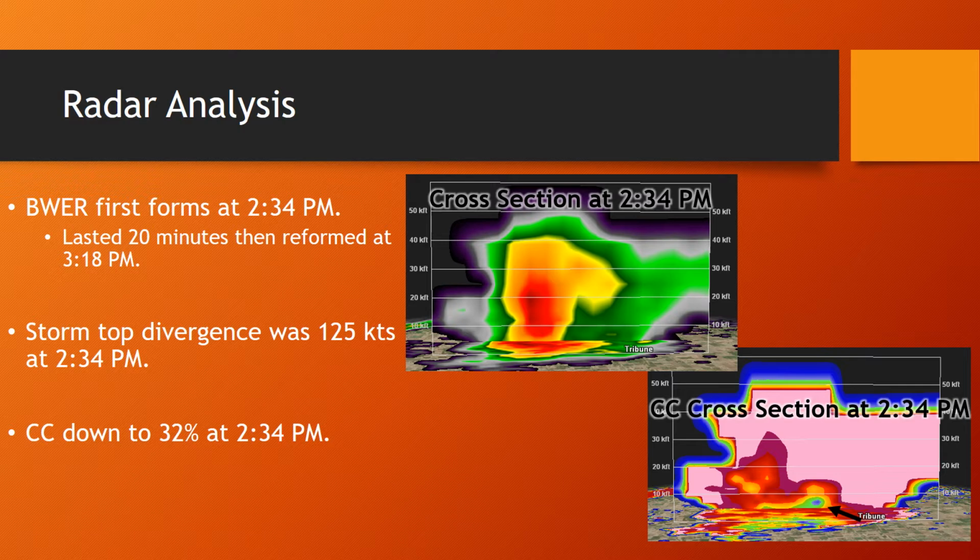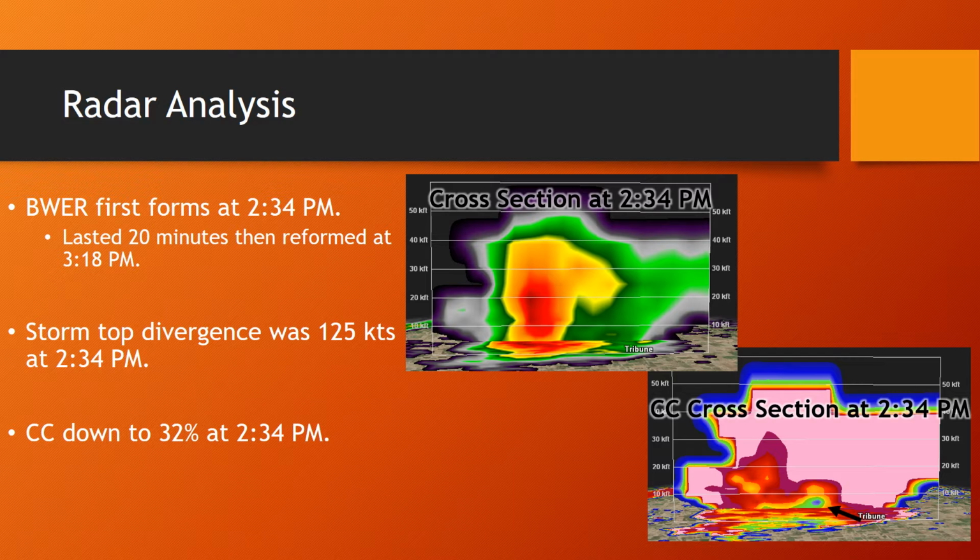So looking at several features here that would kind of serve as precursors for severe hail occurring with this storm, the most helpful I found were the BWER being present, the storm top divergence, and the CC. And we're going to be looking at those at several points in the storm's lifetime.